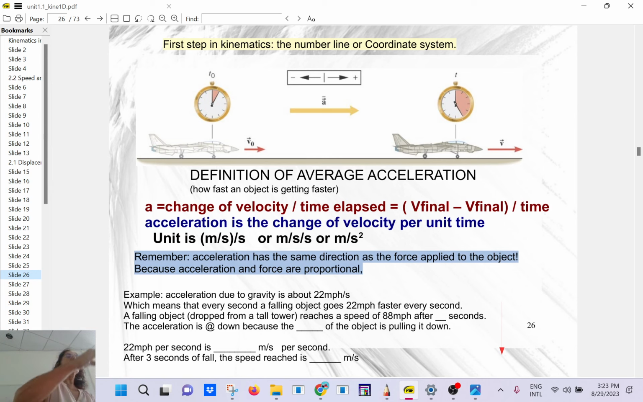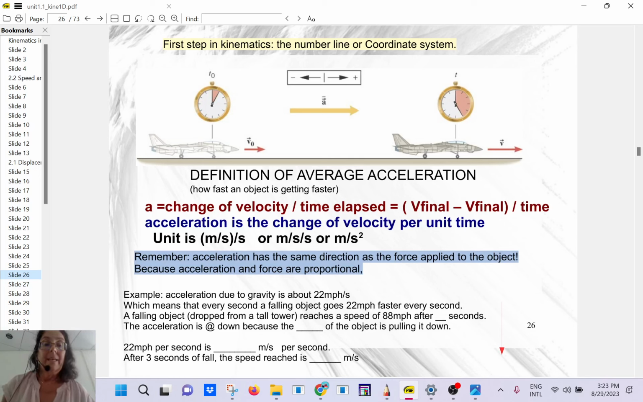So it's like, I want to go up. No, no, no, I want you to go down. No, no, no, stop speeding up. See how it works? So velocity and acceleration are not the same thing. Acceleration depends on the force.